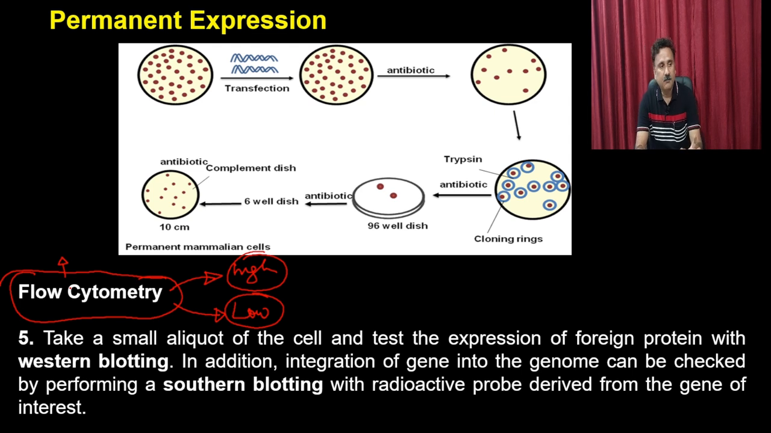Now when you want to do permanent expression or transient expression, you also have a choice of what kind of promoter you want to use in the vector, right? And depending upon the promoters, you can have either constitutive expression or inducible expression.